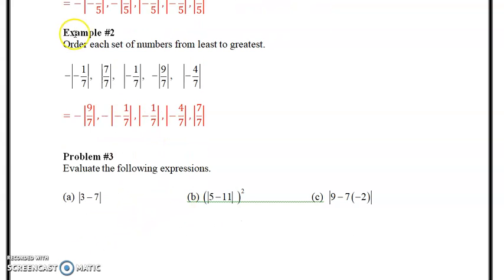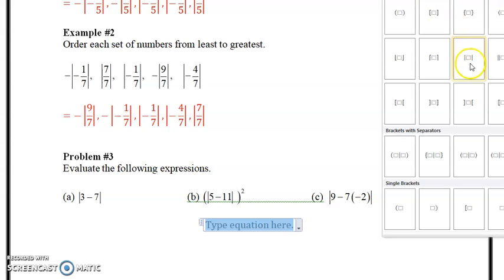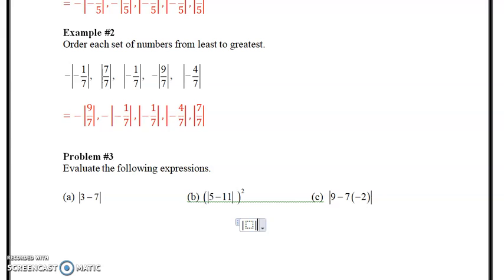So we do the operation and then we take the absolute value. So consider inside the brackets first. Equals. So that would be negative 4, right? We take the operation and that would equal 4. Positive 4, right? So 3 minus 7 is negative 4. Absolute value would be 4. Okay?